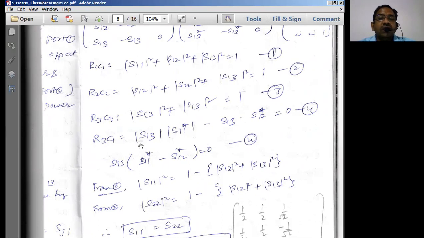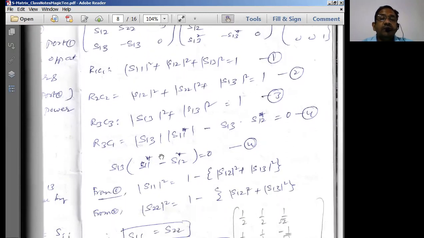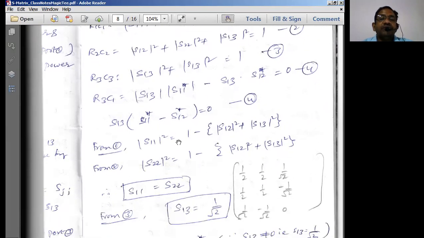So here I can write this as S13 into S11 star minus S13 into S12 star is equal to 0. Now, with the substitutions we have made here, I can take S11 common. If I take S11 common, S11 star minus S12 star, because S13 is here, I can take S13 as common.